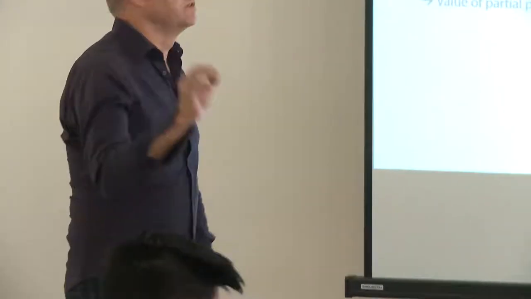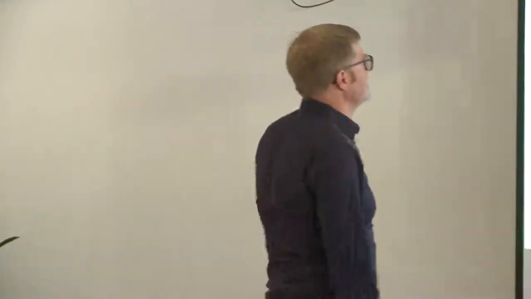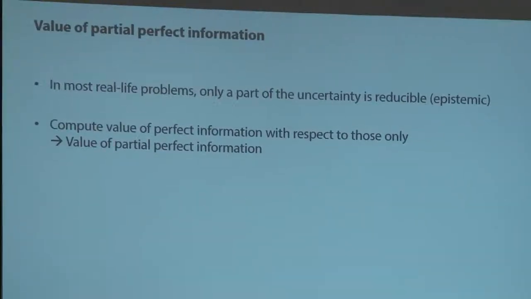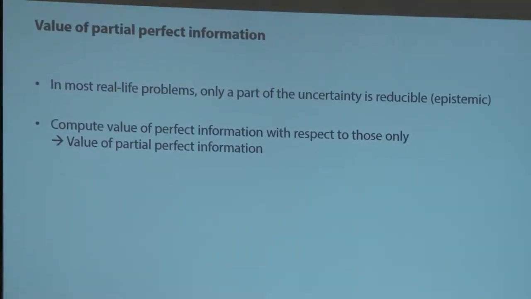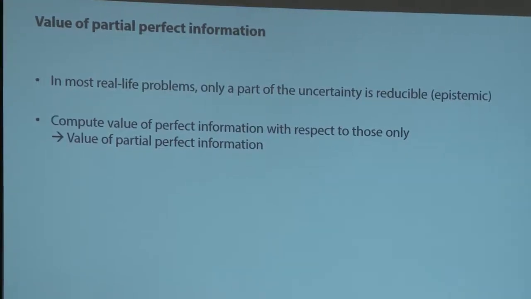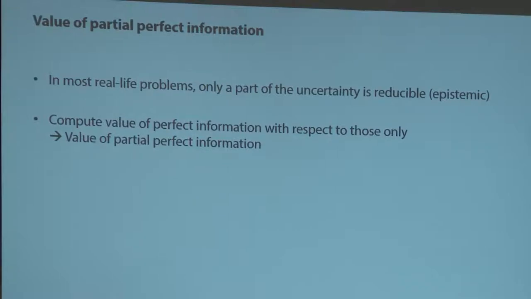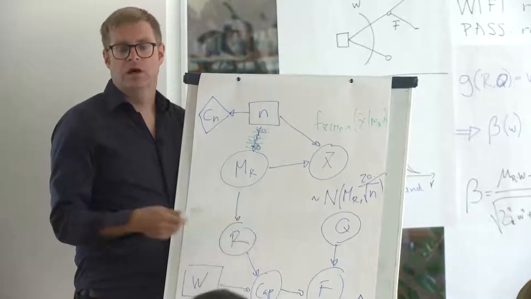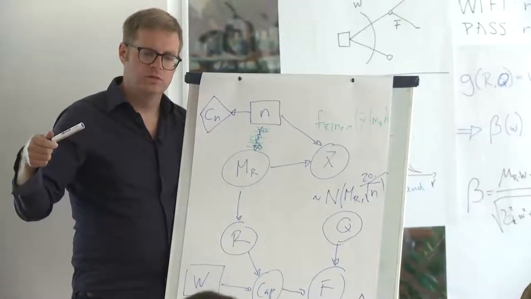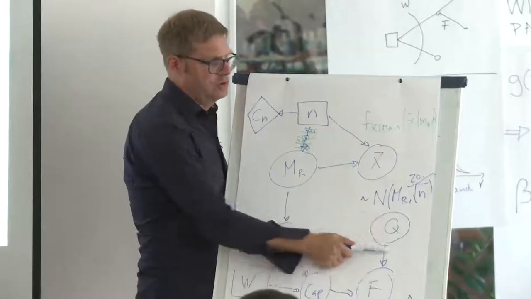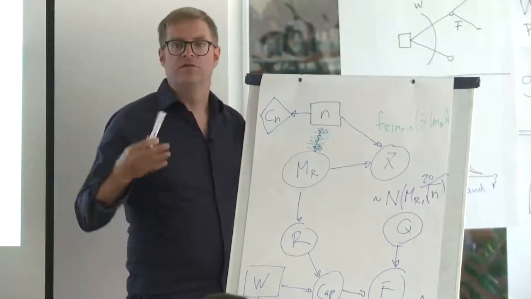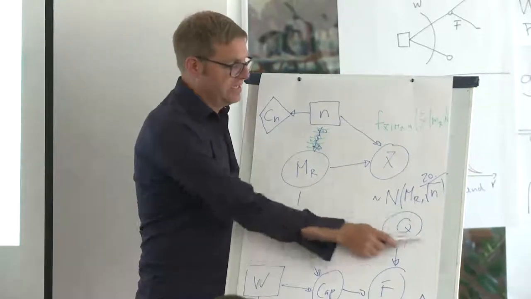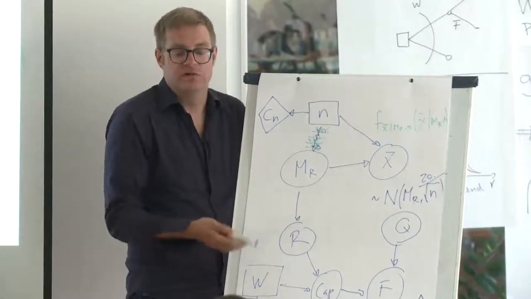Then there's the value of partial perfect information. Here the idea is that in most real life problems, only a part of the uncertainty is reducible. So we go back here. Reducible means we can learn something about it. Maybe we could learn something about the statistics of Q, but the future load itself typically cannot be learned, at least not deterministically. So there's always a component that we know we can never know in advance.